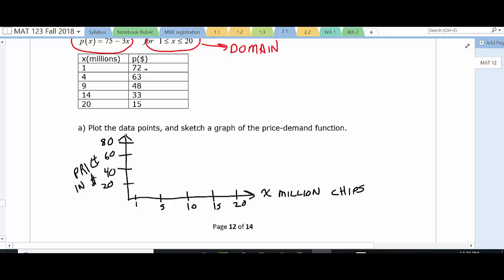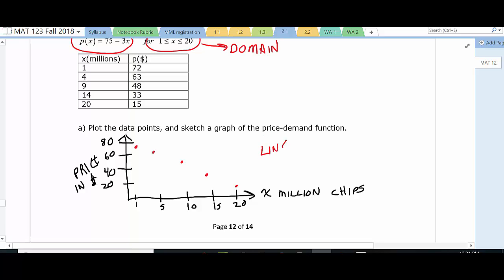So you have 1 and 72. Just approximate about where 72 is. Go over 4, about 63. Go over 9 and about 48-ish. And then 14 and up 33. And then 20 and up 15. Does that look like it's kind of making a line? Yeah, okay, so that's linear.